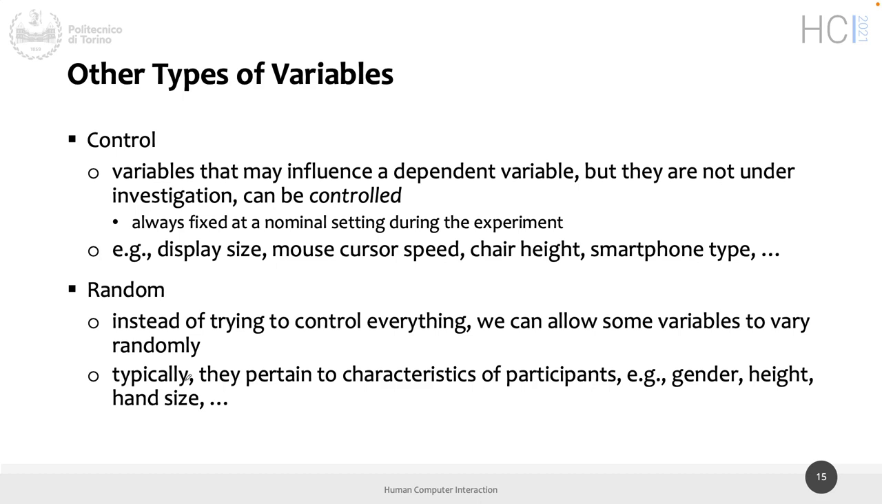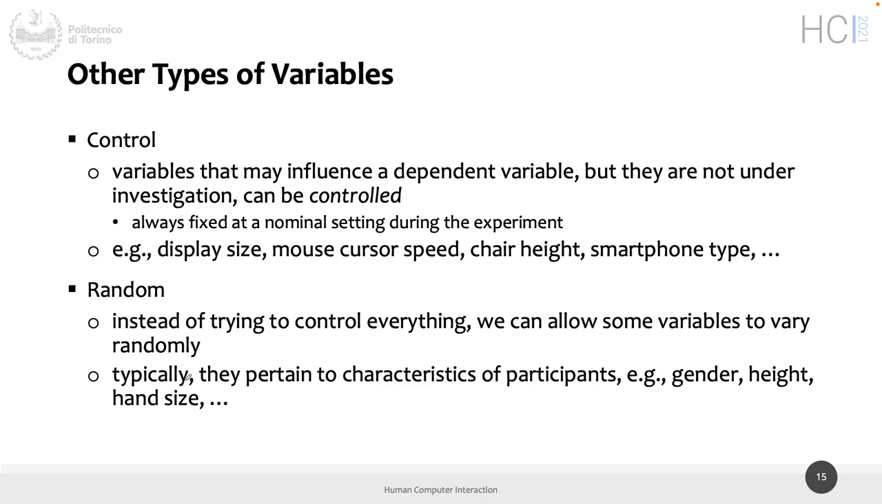That is one way, the opposite of control variables. So control variables are variables that we want to control. We are control freaks and we'll control everything. So for some things we can control that, for other things we don't really care to control them. So we can allow some variables to vary randomly because they are not really influencing the dependent variable.